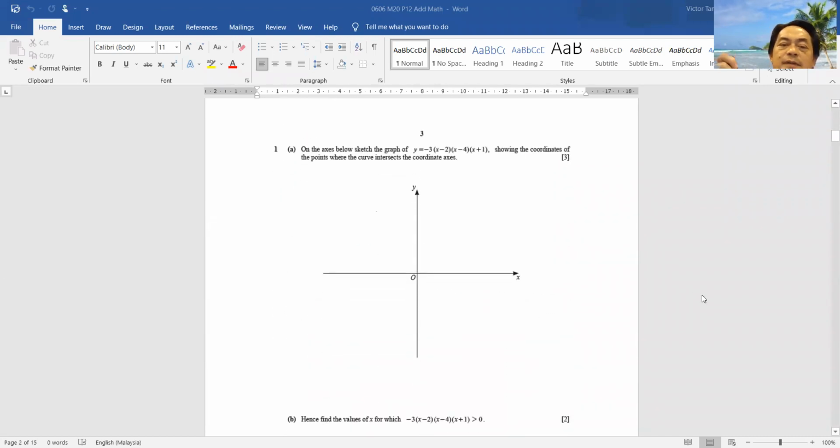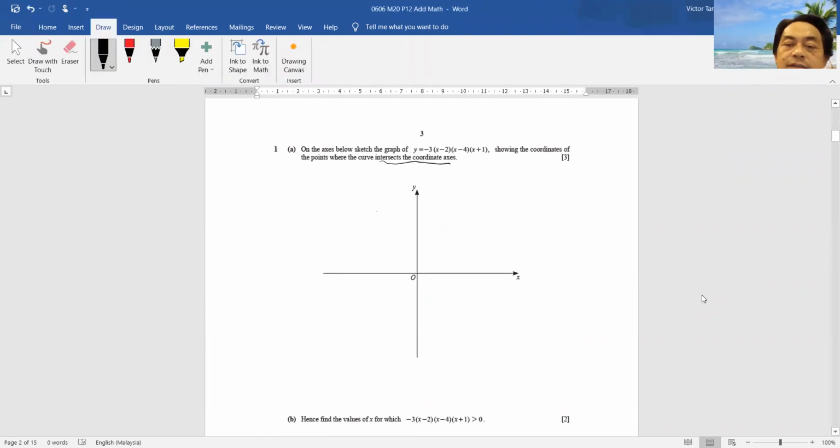On the axis below, sketch the graph of y equals -3(x minus 2)(x minus 4)(x plus 1), showing the coordinates of the points where the curve intersects the coordinate axis. So it's very important, coordinate axis.